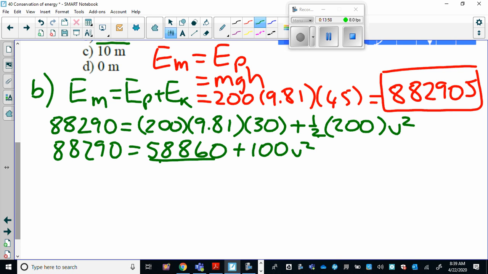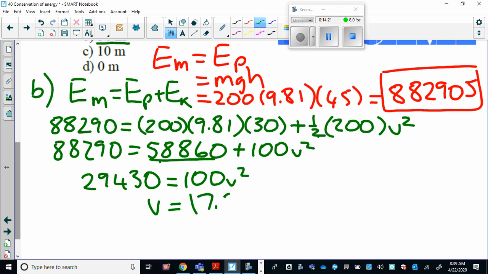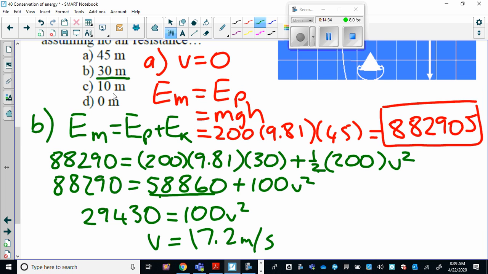Subtract this number from both sides, or move it over to this side. So 88,290 minus 58,860 equals 2,943 equals 100 v squared. Divide by 100 and take the square root. And you get the velocity is 17.2 meters per second. Sounds pretty reasonable. So there is B.